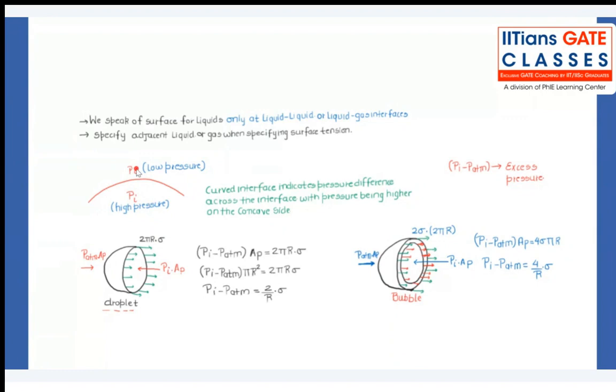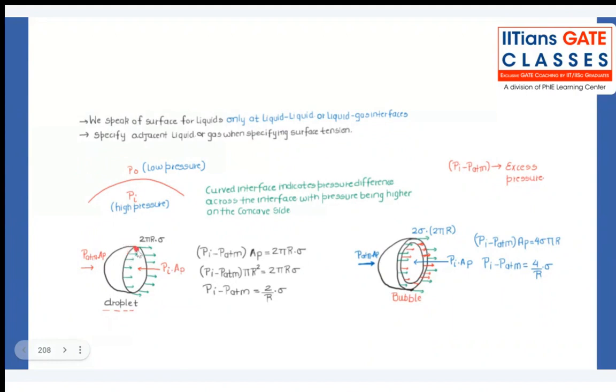Let's say we take a liquid droplet here. If you take a liquid droplet and cut it into two parts and try to do the force balance, what kind of force balance do you get? On the external side, there is atmospheric pressure being applied by the atmosphere. Since it is a curved surface, the inner pressure will be higher as compared to the outer pressure, and let us say PI is the inner pressure here. And on the surface of this, because here you have liquid and outside you have air, it is a liquid and air interface.